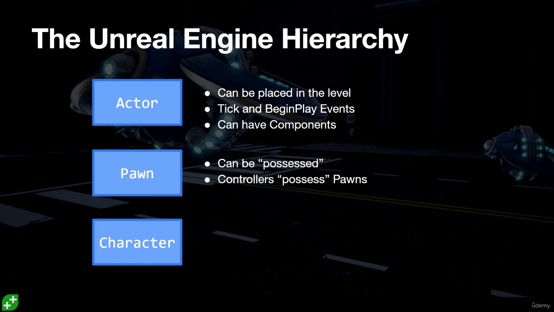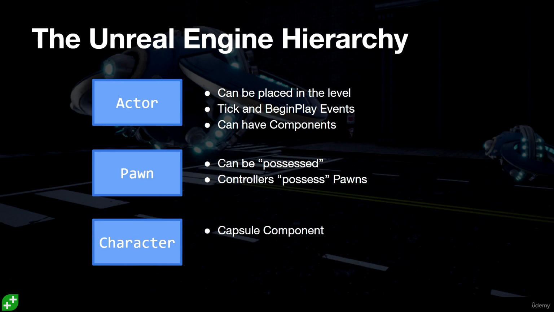For one, a character starts off with a particular type of component already on the character, and that's a capsule component. Capsule components are used to handle collision for the character. Usually, the character's mesh is made up of lots and lots of polygons.